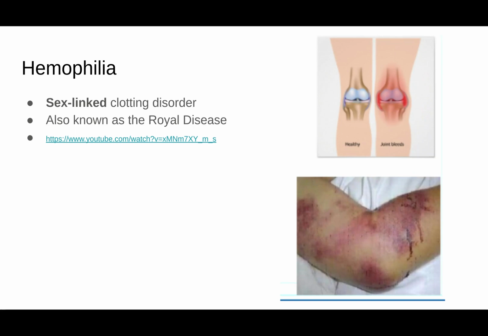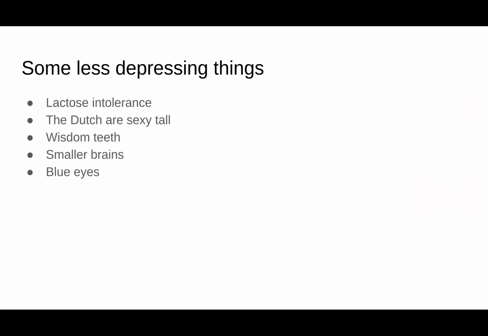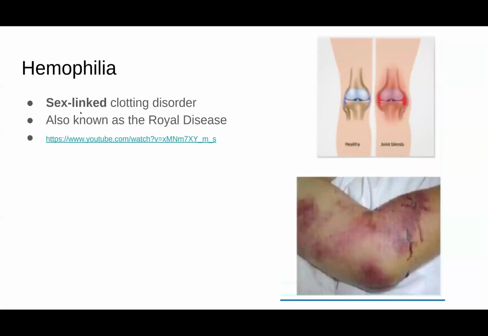It is a clotting disorder, and it is kind of interesting. If you want to know why it's called the royal disease, take a peek at this YouTube video. It's a really interesting look at how monarchies passed this disease on through time because of all the so-called close breeding to keep bloodlines pure. But again, it's sex-linked, it's recessive.